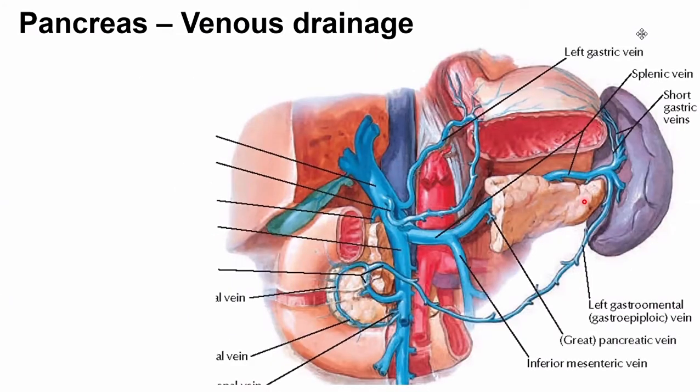So the venous drainage of the pancreas, tingnan mo na hinati natin ang pancreas dito para makita natin ang likod. Makita natin ang portal vein, makita natin superior mesenteric vein sa likod. Andito yung splenic vein.